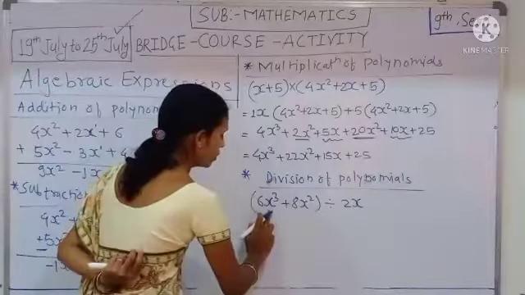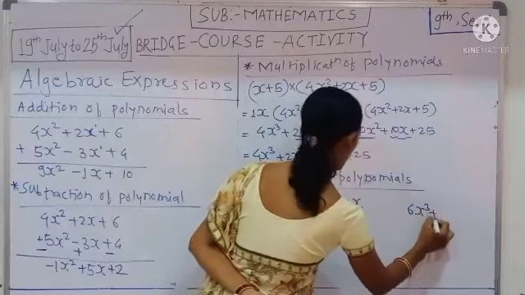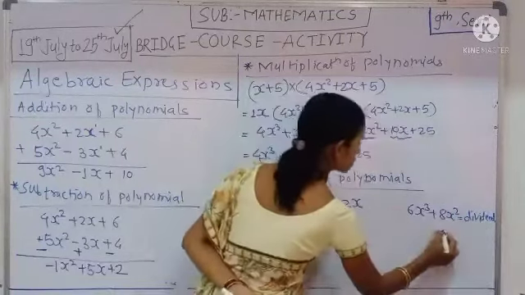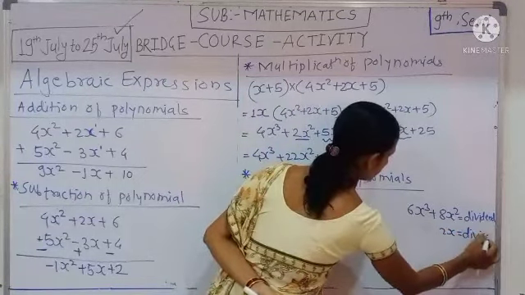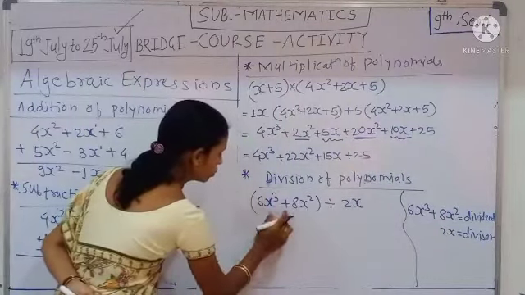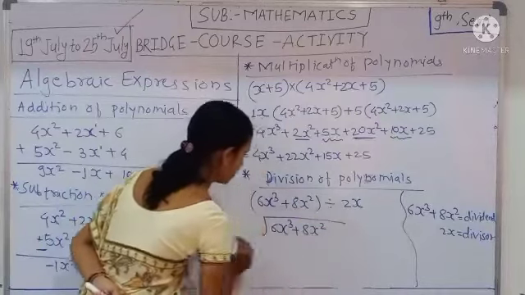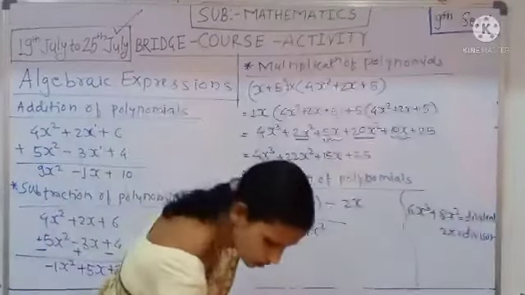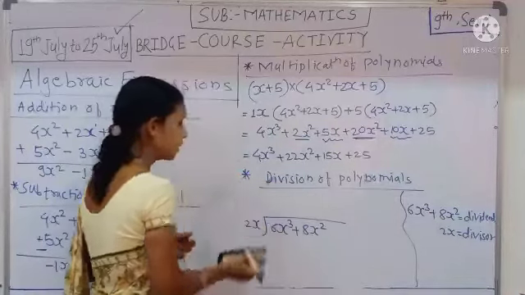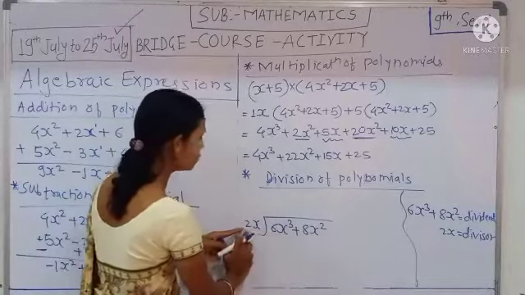Then see here, 6x cube plus 8x square is a dividend. 2x is a divisor. Then see here, we can do the division of those. Here 6x cube plus 8x square, which is divided by 2x. How to divide a binomial by a monomial, that we have already learned in previous standard. Then see here, first of all, divide 6x cube by 2x.